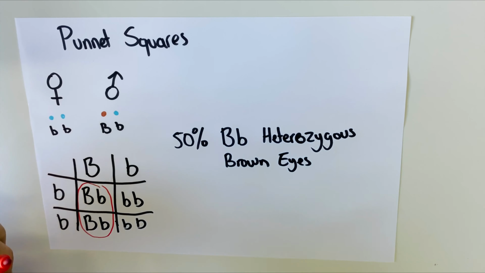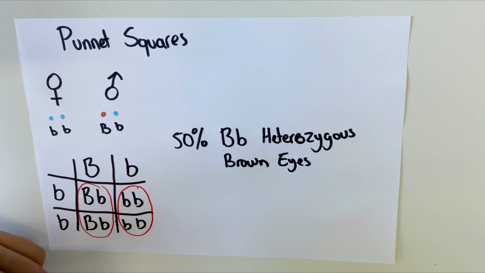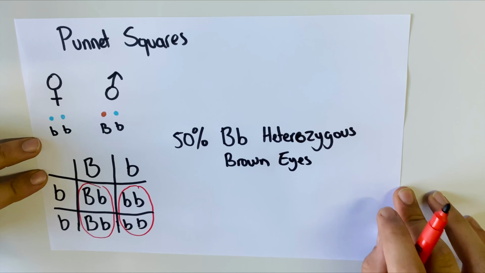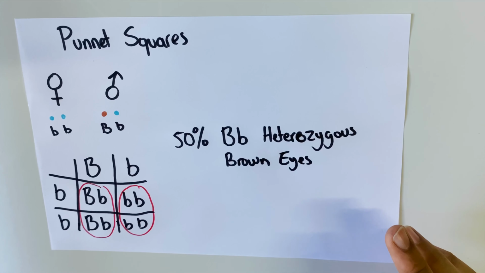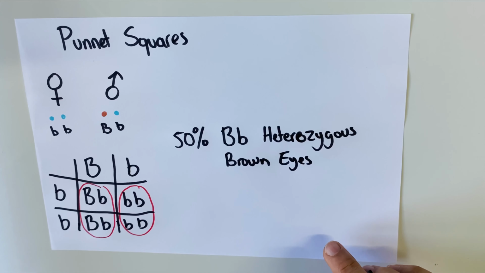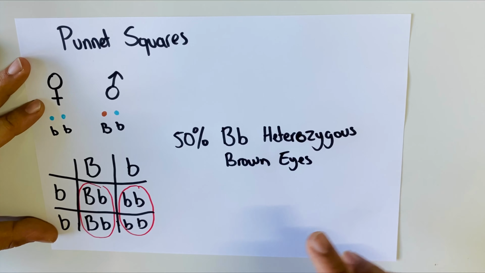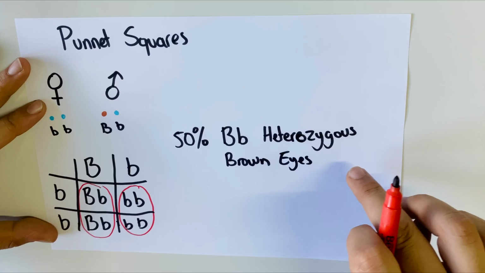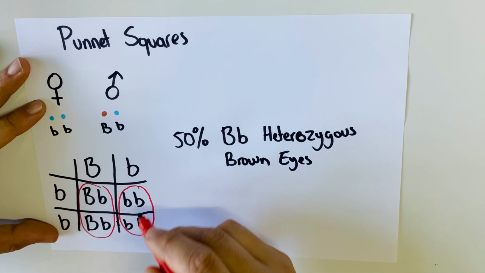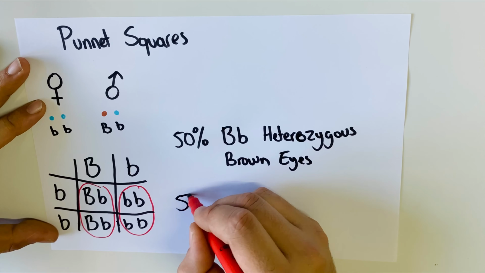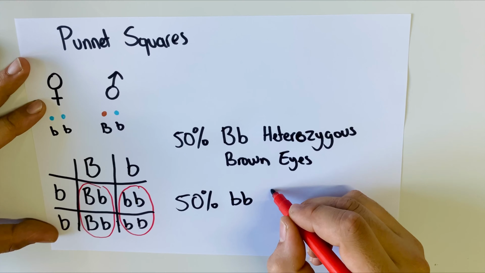With the other 50%, however, you'll notice that we have half of the possible offspring. Remember, this doesn't mean that exactly half of the offspring will be this and half will be that. We're saying for every time an egg is fertilized, you have a 50% chance of it being capital B, little b, heterozygous, which is brown eyes, or a 50% chance of it being little b, which is homozygous.